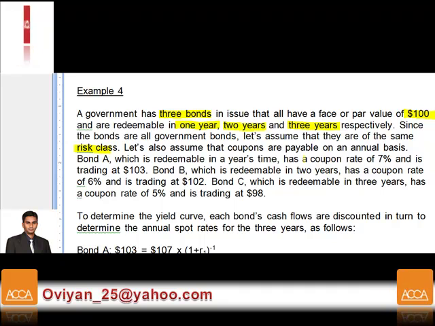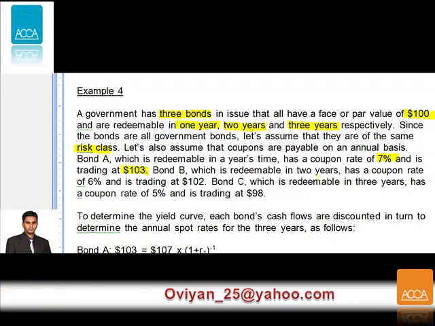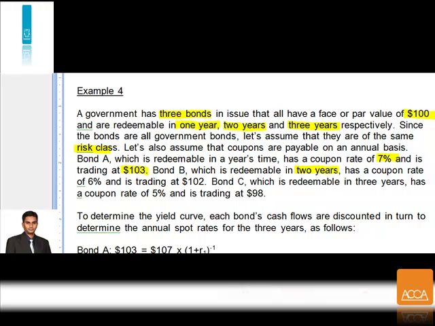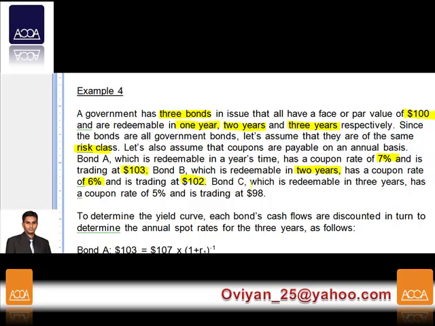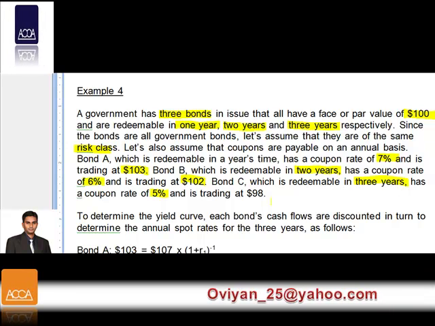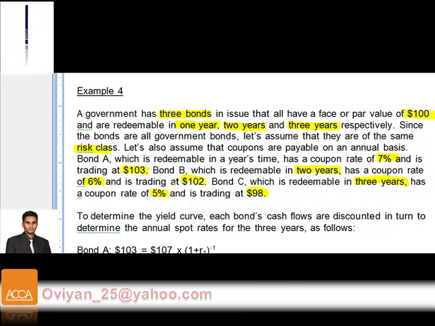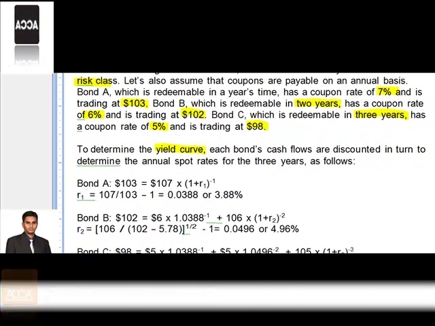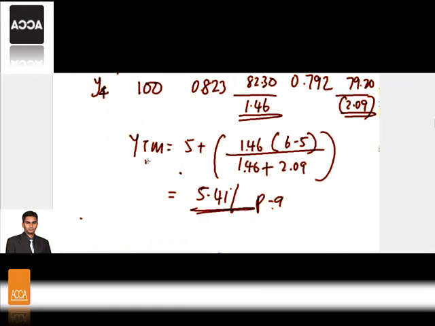Okay, bond A, which is redeemable in 1 year's time, is paying a coupon of 7% and it's trading at 103. Bond B is redeemable in 2 years' time and has a coupon rate of 6% and trading at 102. Bond C, which is redeemable in 3 years' time, has a coupon rate of 5% and it's now trading at 98. Now if you want to determine the yield curve, how do you determine it? It's going to be in this manner. There are many ways of doing it. This is going to be one of the ways.